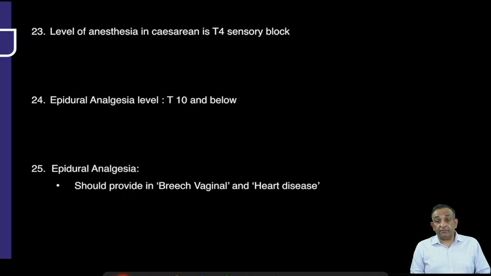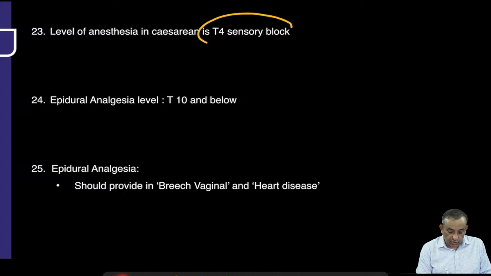All right, so anesthesia for cesarean section is given at T4 level and below. So sensory block should be T4. And epidural analgesia, when the patient is in labor and you want to give her pain relief, that should be T10 and below.